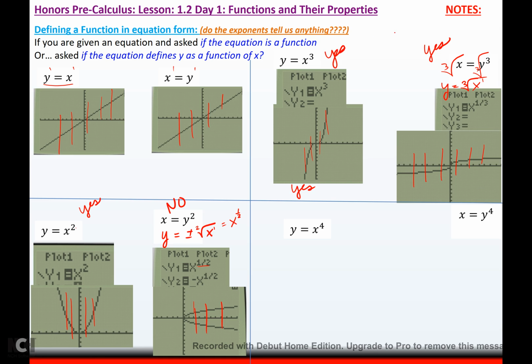When it's cubed, they both passed. When it was 1, they both passed. When it was 2, it passed if x was squared, but not if y was squared.